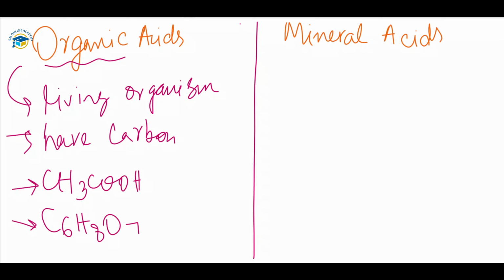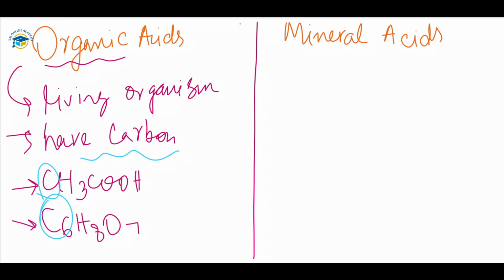Next examples of the organic acids are methanoic acid, which has the formula HCOOH, lactic acid, and the other one is ethanoic acid. All these are weak acids, and these are included in the organic acids. The main thing about the organic acids is that they have carbon in their structure and they are derived from living organisms. So this is about the organic acids.